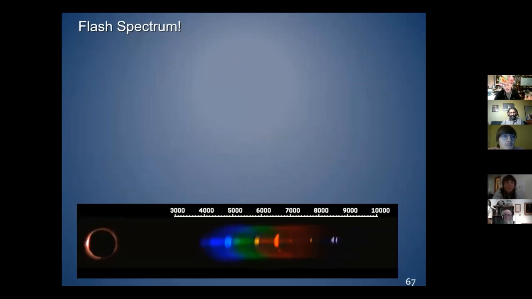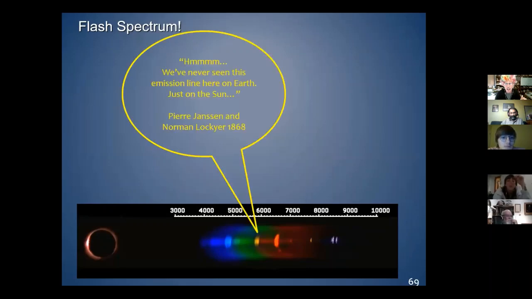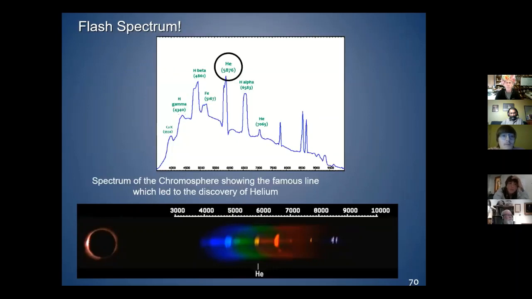So flash spectrum, again, most of you know the story of our discovery of helium on the sun. I'm not going to get into that right now, except to point out that this is a spectrum that you can capture on your own with really simple gear. It's pretty fun to do.